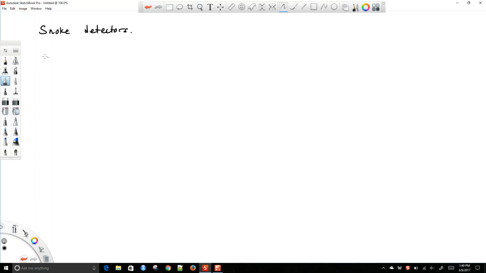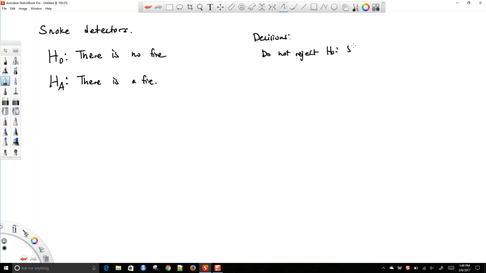Smoke detectors, right? Here we have a null hypothesis and an alternative hypothesis. The null hypothesis will be that there is no fire, and the alternative is that there is a fire. The decisions will be: do not reject the null, which means stay silent, and reject the null, which will be sound the alarm.